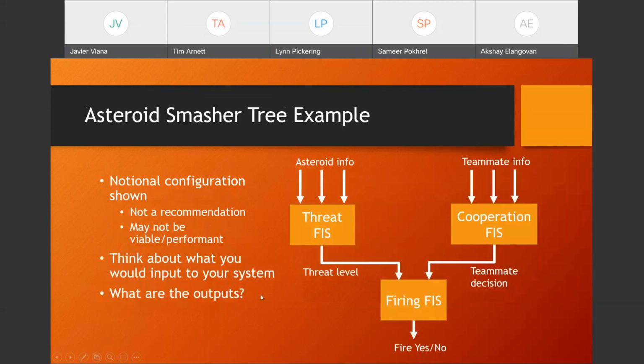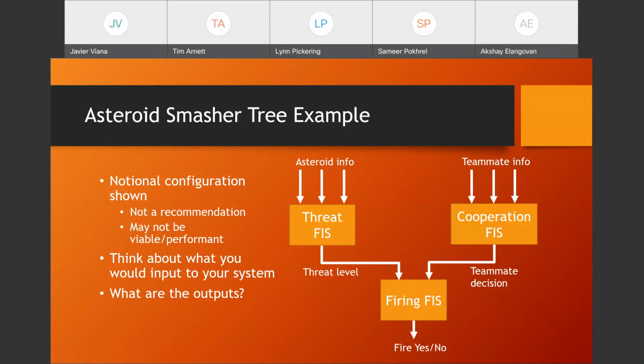So this is just a quick example I made of a tree that is notional in the sense that you might not use this, you might not have this structure. In fact, this is not a recommendation. This might not even be viable or perform at all for what you're trying to do, but it's just an example of a tree structure that you could potentially implement.